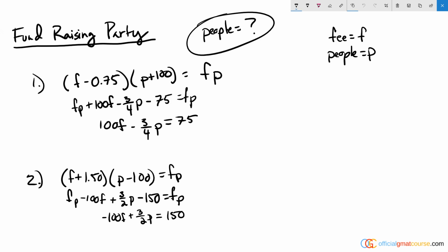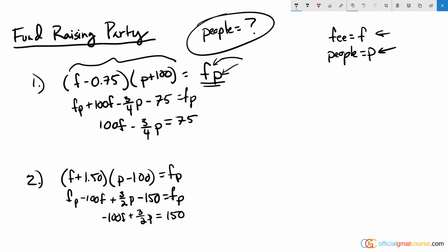Now the most important thing about data sufficiency questions is not actually solving them, but knowing if you can solve them. So looking at statement 1, are we going to be able to find out how many people attended this event? Well, I'm representing people with P and the fee with F. And the formula I get based on that first statement is (F minus 75 cents) times (P plus 100) is equal to what we would have had without any change, which is just the fee times the number of people.